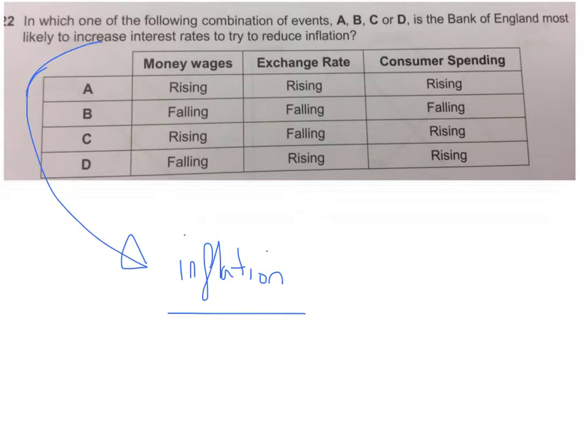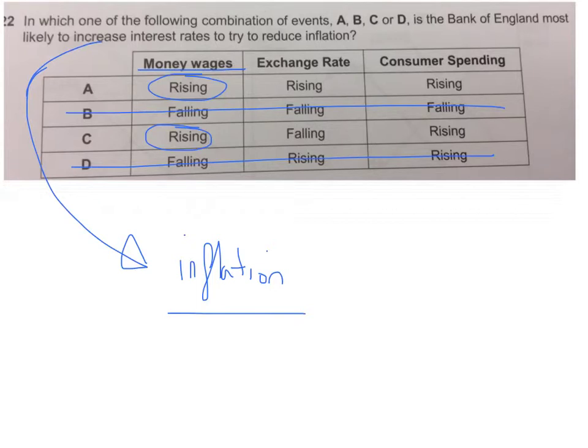So, is there likely to be inflation when money wages are rising? I'd say definitely. If money wages are going up, then that means people have more money, so there's more likely to be demand pull inflation. So the answer can only be at the minute C or A. So we get rid of B and we get rid of D.